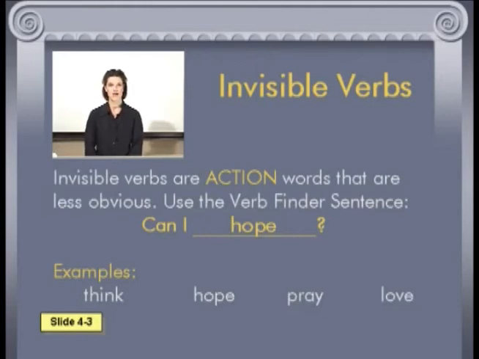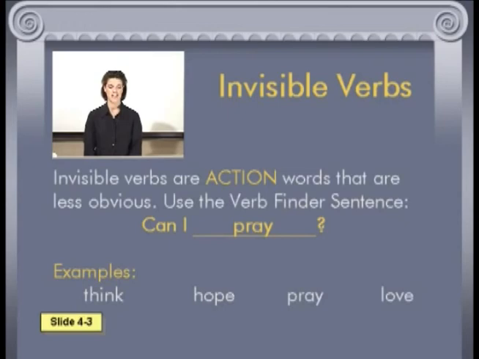Now the next word is pray. Can I pray? Well, absolutely I can pray, and I do pray every single day, and I bet you do too. So pray is an action word, even though you can't always see someone pray. Now, sometimes you can see someone pray if maybe they have their eyes closed or their hands together, or maybe they're on their knees. But sometimes, just in the course of the day, we say a quick little prayer, and you can't always see someone do that. So pray is an invisible verb.